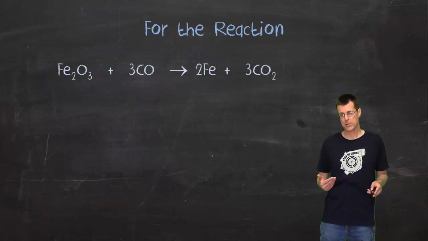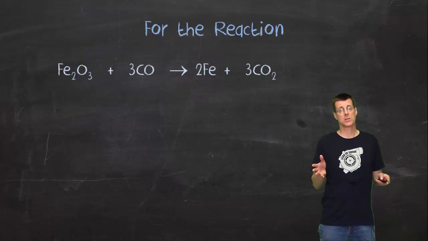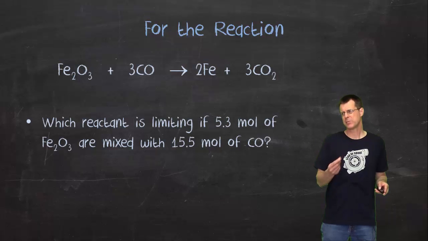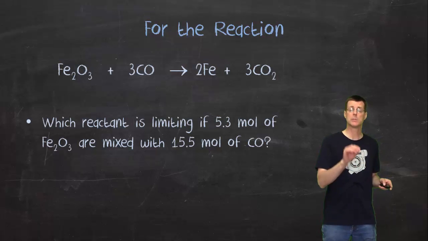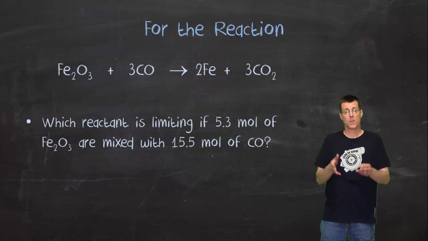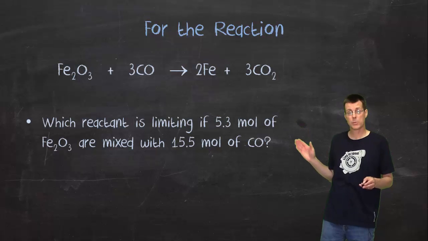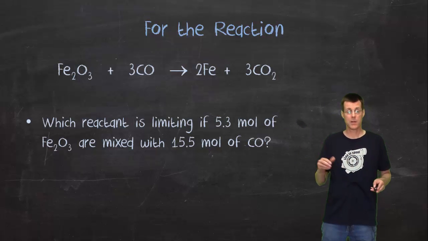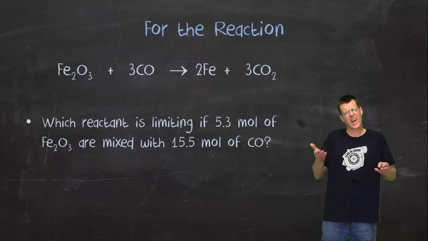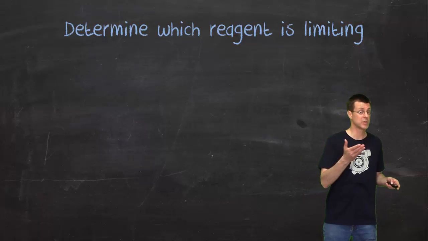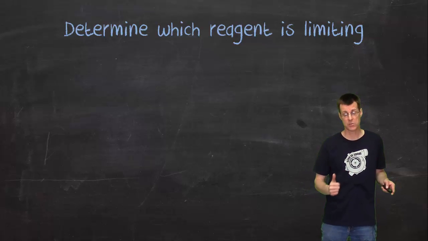But let's step it up a notch. Now in this reaction, obviously the balancing coefficients are not 1 and 1, they're 1 and 3. So if I had 5.3 and 15.5, we need to be careful, because to start out and say 5.3 is really small, well, it's supposed to be a lot smaller because look at the ratios. I'm supposed to have 3 times more carbon monoxide than I have iron 3 oxide. So how do I know if it's the right amounts? What we're going to do to figure out the limiting reagent is we're always going to start with numbers of moles. Even if we don't have numbers of moles, we'll have to get numbers of moles first.